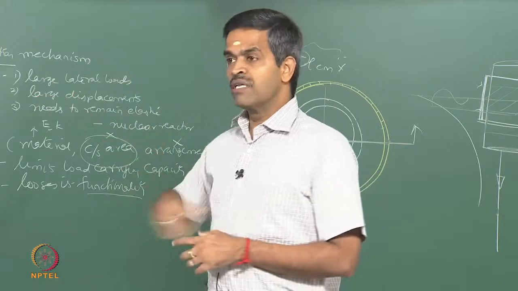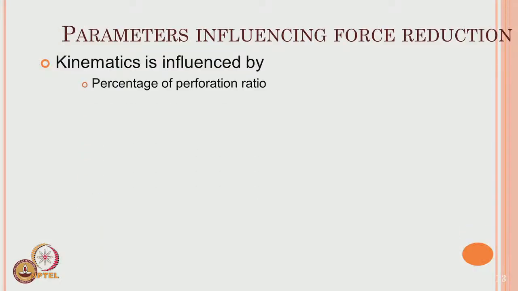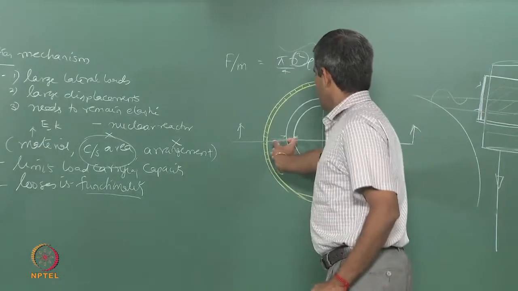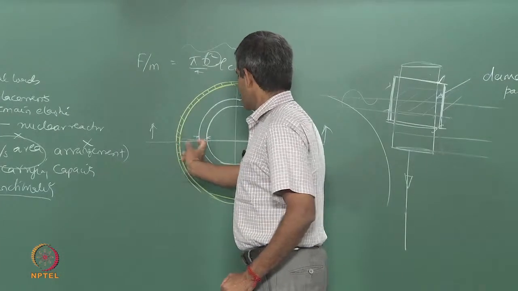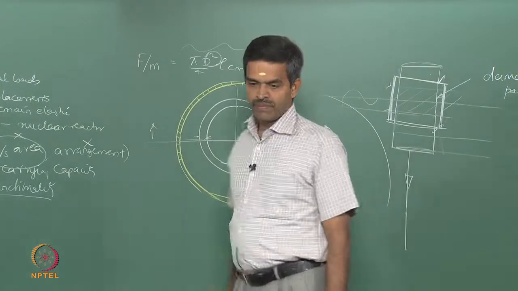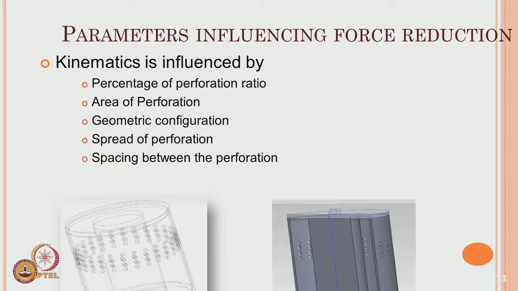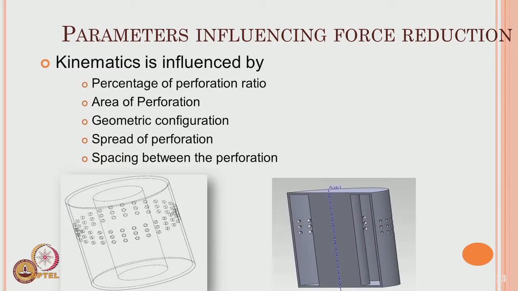Now, kinematics is influenced by different parameters: percentage of perforation ratio, area of perforation, geometric configuration, spread of perforation. Geometric configuration means we talk about the annular spacing with respect to the diameter. Then spacing between the perforations, location of perforation, etc. So, different models have been done.